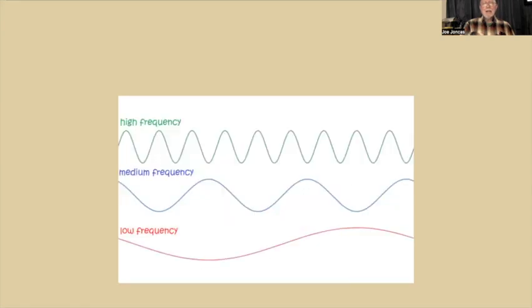Okay. Now, this is kind of fun. Here's wavelength and frequency. Notice the high frequency, it happens a whole bunch of times across the screen. Medium frequency a few times. And then a low frequency, just one cycle. Notice the distance between the peaks.